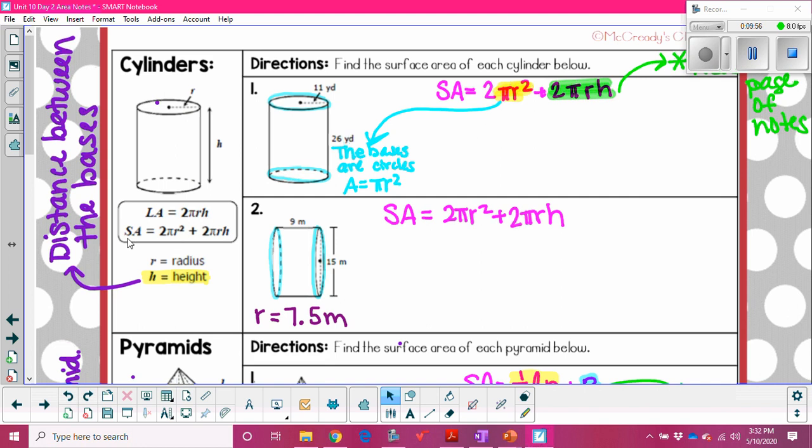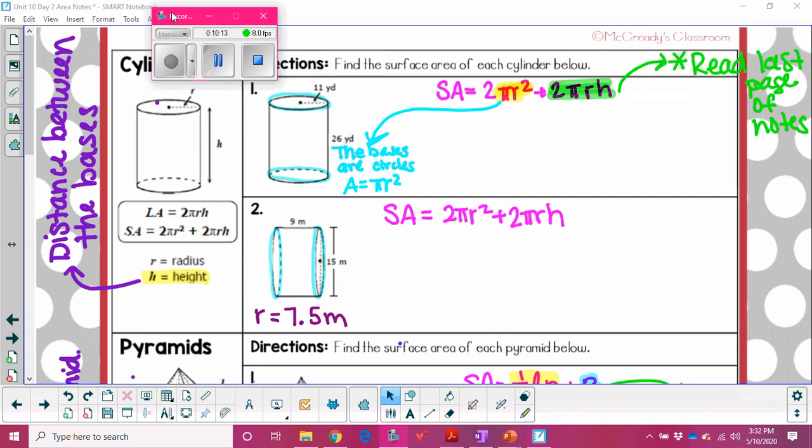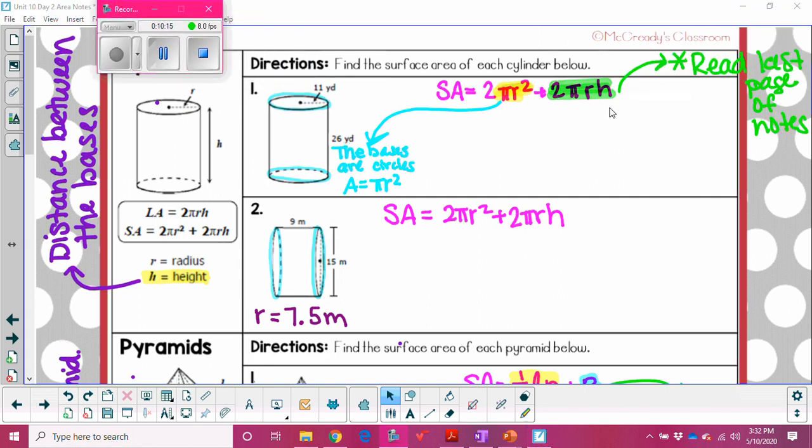All right, your surface area formula is basically the area of the two circles, 2 times pi r squared, plus the area of all of this part right here, which was your lateral area. H is the distance between the two bases, okay? So right here, I say read last page of notes. I want to talk about this formula, break it out a little bit.